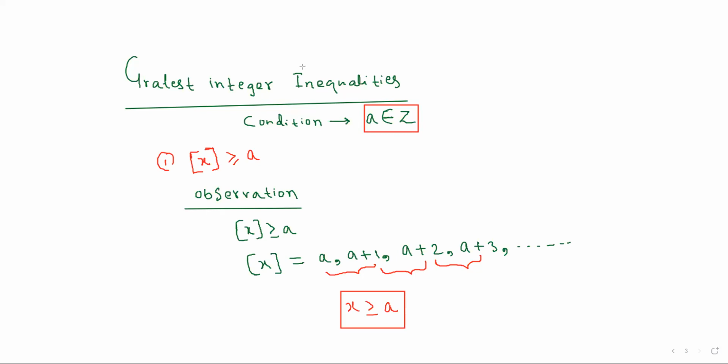So what is the observation here? The clear-cut observation is that x is always greater than or equal to a. That is clear. Is this clear now? Yes, sir. Okay, come to the example.